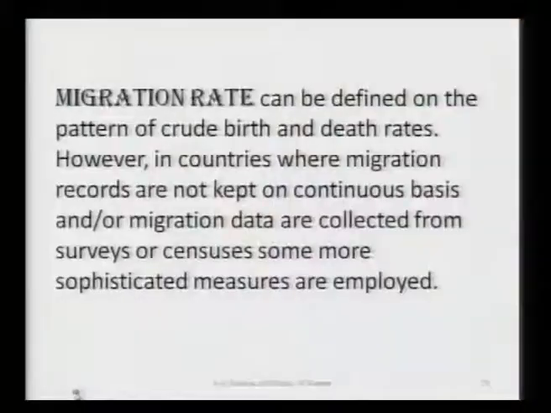Migration rate can be defined on the pattern of crude birth and death rates. However, in countries where migration records are not kept on a continuous basis, or migration data are collected from surveys or census, some more sophisticated measures are employed. On the pattern of birth rate and death rate, you can calculate migration rate as the number of migrants divided by the size of the population, or mid-year population, or average size of population in a year.